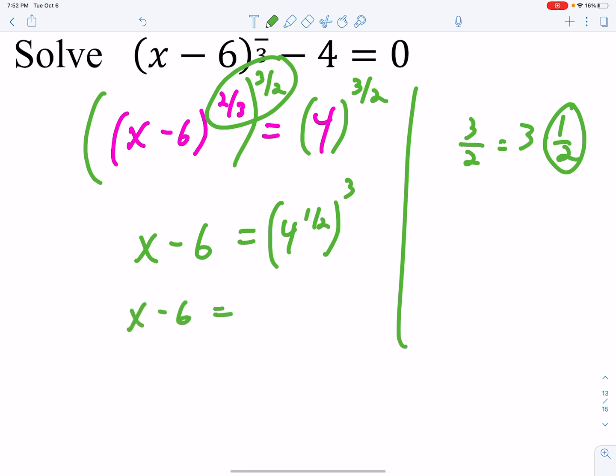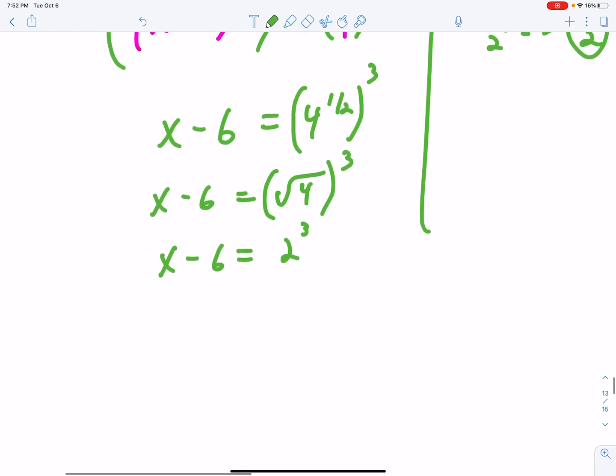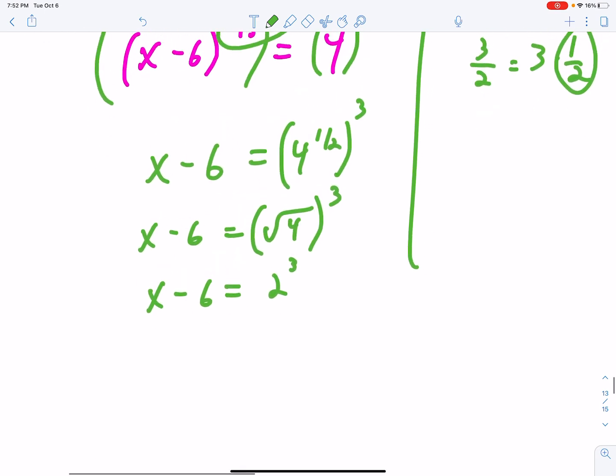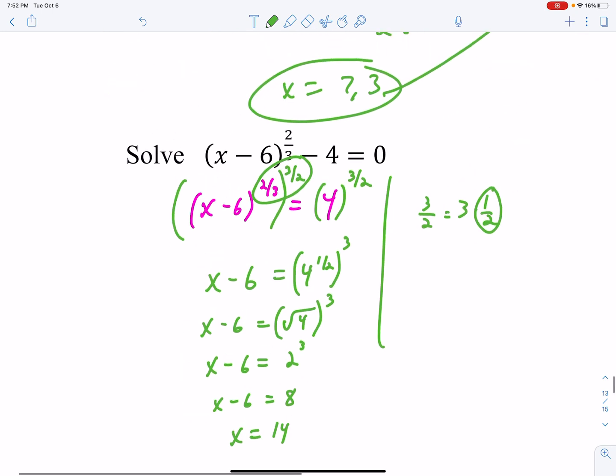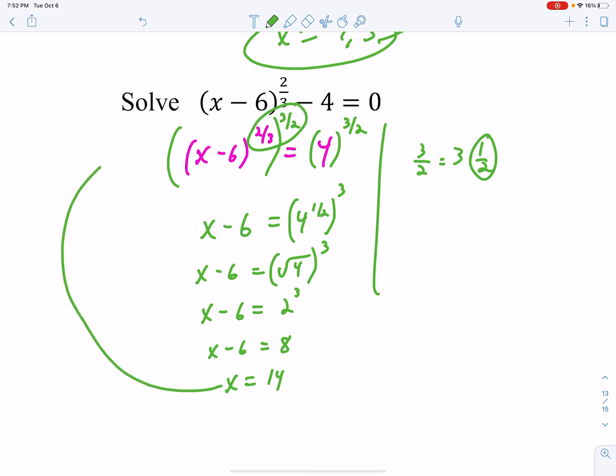Watch what we're doing. x minus 6. 1/2 power means square root. Square root of 4 is 2, right? So then we have 2 to the 3rd power. 2 to the 3rd power is 8. So x minus 6 equals 8. We want to find x, so we'll add 6 to both sides. So x equals 14. And again, you can check that. Make sure you got the right answer by plugging in to the original formula.